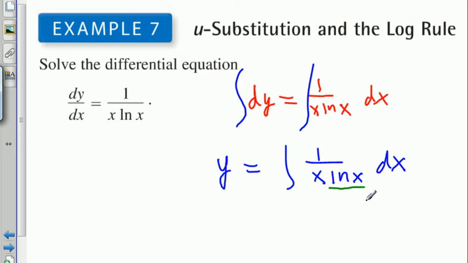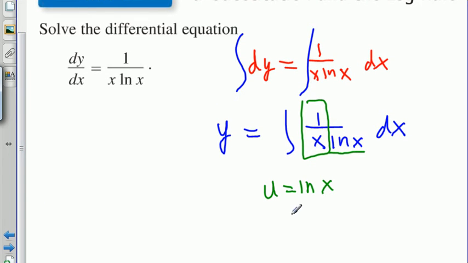I see ln of x. What's the derivative of ln of x? The derivative of ln of x is 1 over x. So we want to pick our u to equal ln of x. Now, of course, you could have picked your u to be x ln of x, but then your du is going to have a product rule in it, and you're going to see pretty quickly that that didn't work. And then maybe you'll circle back and try this again. So if that's the case, then our du is 1 over x dx.